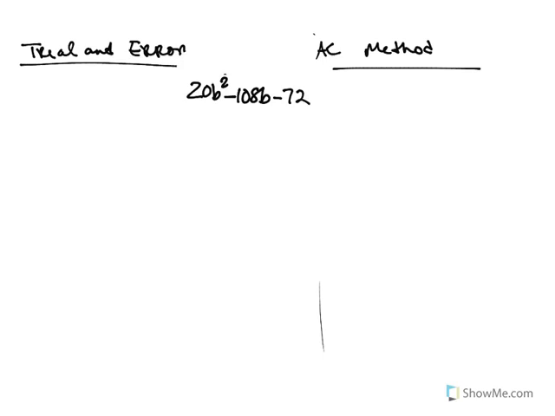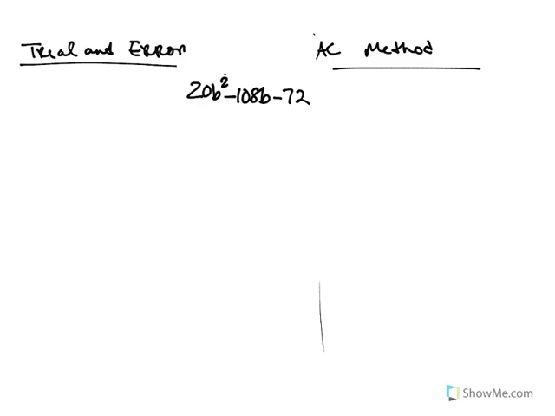Okay, so here we're going to factor using trial and error and the AC method, just so you can see which one you prefer. I prefer the AC method for you, but you may prefer trial and error for yourself.